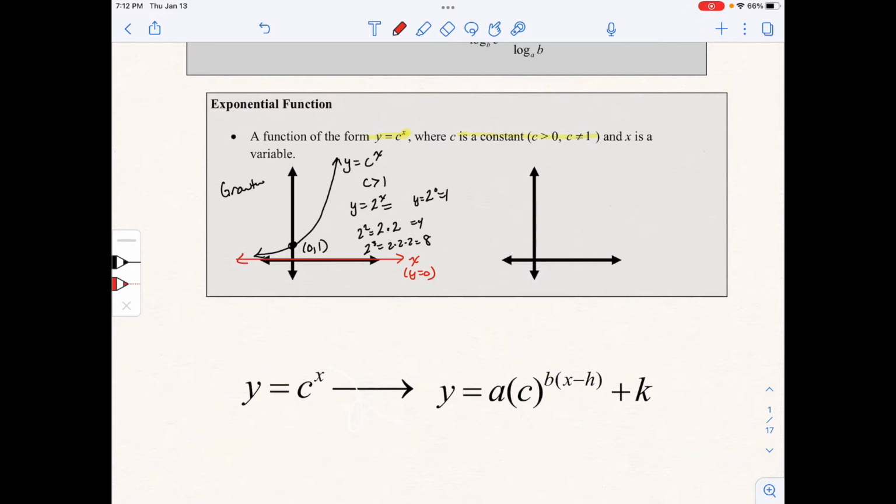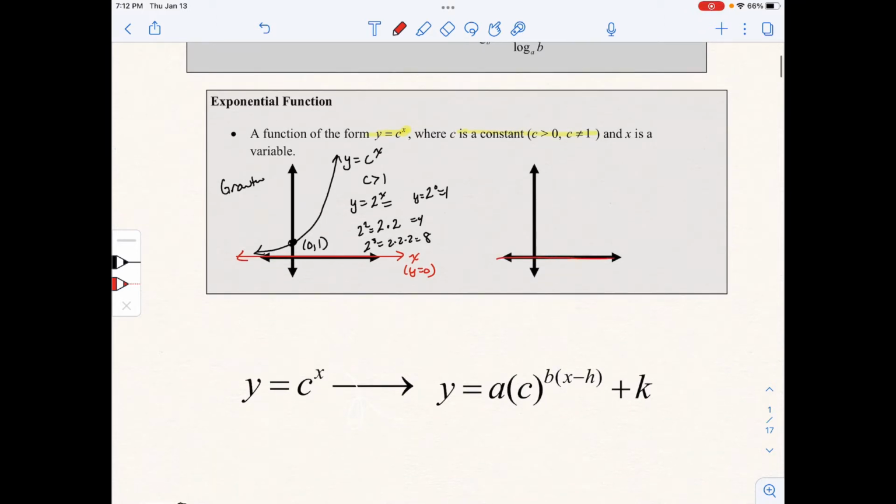All right, so that's a little bit about the growth, and then of course we have the decay function. Again we're going to have an asymptote at y equals 0 along our x-axis, but instead of a growth function we would have a decay function. What would cause a decay function, where y is equal to c to the x, where c is between 0 and 1? For example, something like y equals 1/2 to the power of x. If x is 2, 1/2 squared would be 1/4.